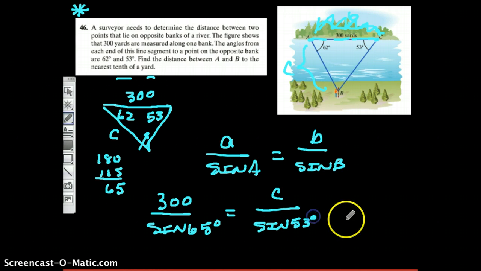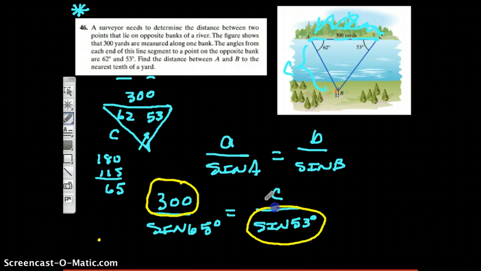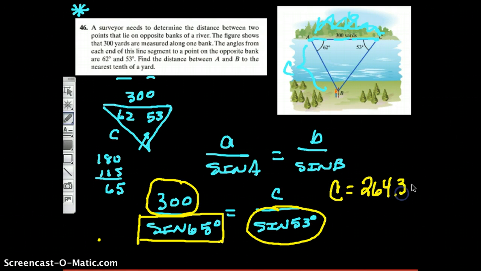Now what do I do? What I need to do is take a calculator and we're going to take 300 times the sine of 53 and divide that by the sine of 65. Okay, when we do that, we have C is equal to 264.359. But wait a minute, the question said round to the nearest tenth of a yard. So 264.4 yards. That's what C is.